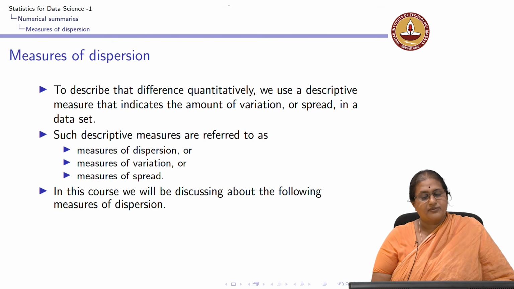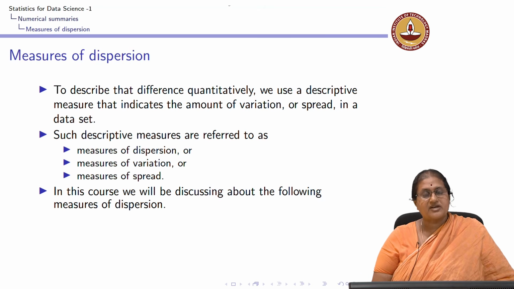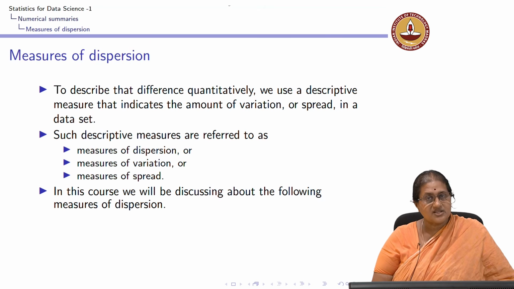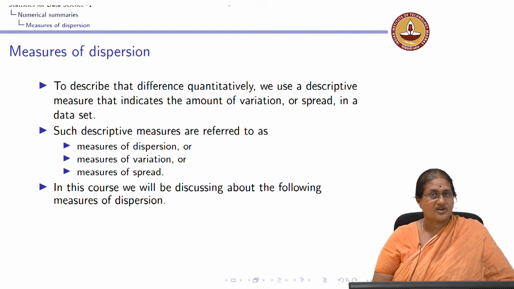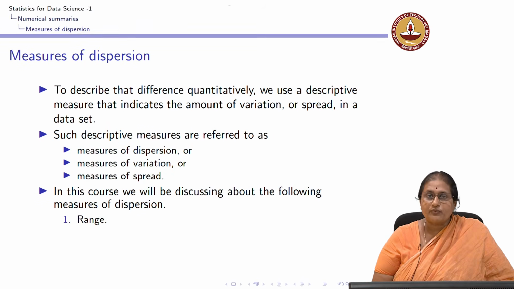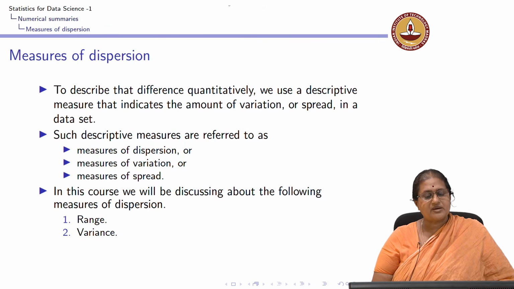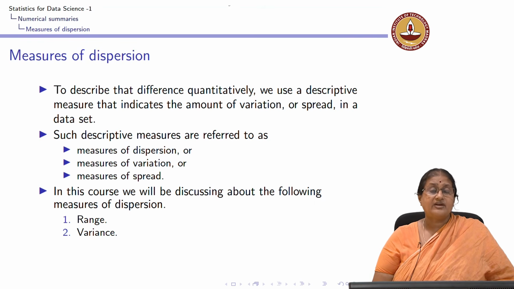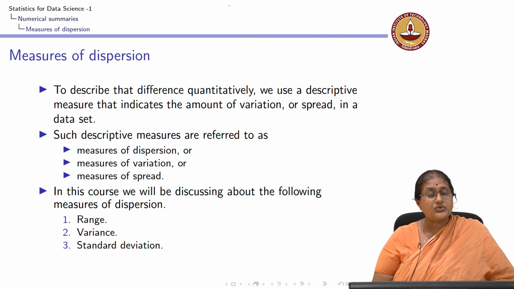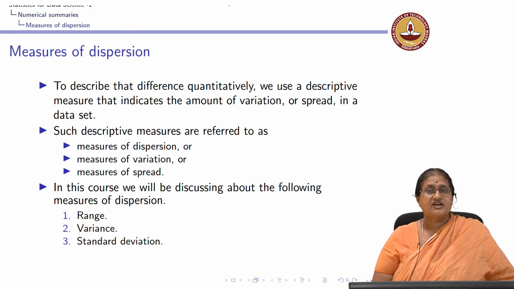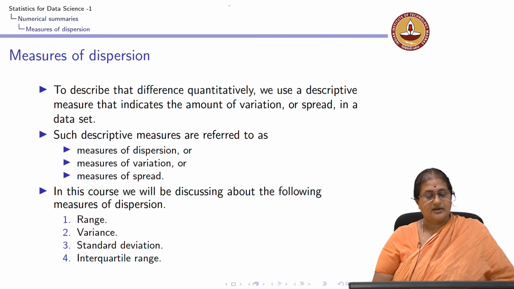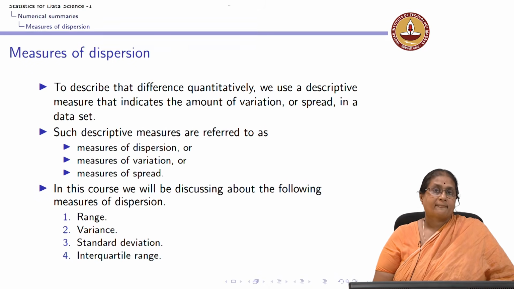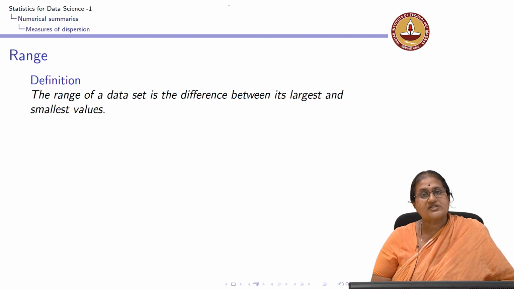What are the key measures of dispersion we are going to understand in this course? We start with defining what a range is, then we go on to define what variance is. Variance is the most frequently used measure of dispersion. We define what a standard deviation is, and then after introducing percentiles, we'll introduce the notion of an interquartile range. So let's go ahead and understand what a range is.